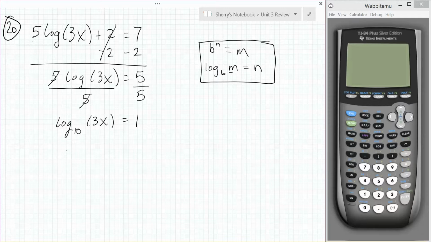So when I switch it to exponential form, and again I'm doing that to get the x out of the log, I'm going to have 10 as my base, zigzag over here, 1 is going to be my exponent, equals whatever was left inside, which in this case is 3x. On the left, 10 to the first power is just 10, so I can simplify my equation a little bit there. And now to solve for x, I just need to get rid of the 3.